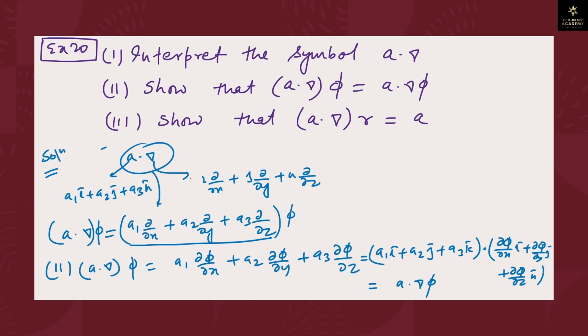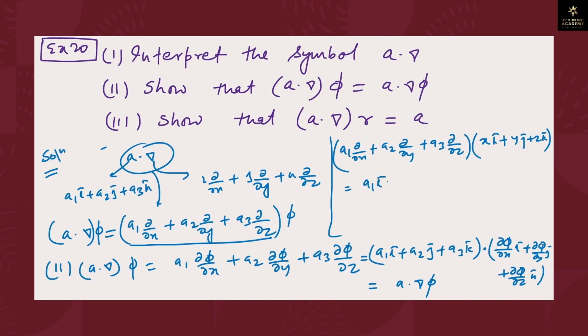Now in the third part we have to show a dot del into r. So the value of a dot del is a1 del upon del x plus a2 del upon del y plus a3 del upon del z into r vector. Okay, r vector is x i cap plus y j cap plus z k cap. So this is equal to a1 i cap plus a2 j cap plus a3 k cap. This is a vector.